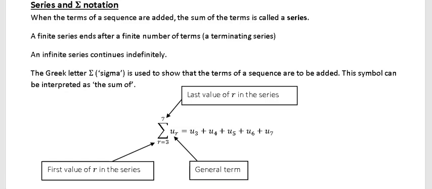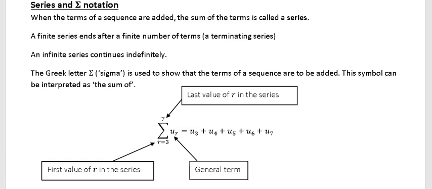Okay, what we've been looking at so far are sequences. We're now going to add the terms of the sequences together, and once you add the terms of the sequences together, you get what's called a series. So when the terms of a sequence are added, the sum of the terms is called a series. A finite series ends after a finite number of terms, and an infinite series continues indefinitely.